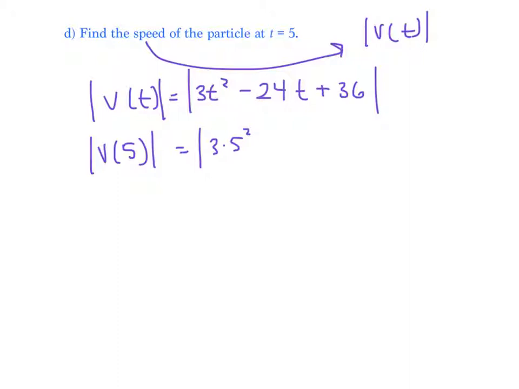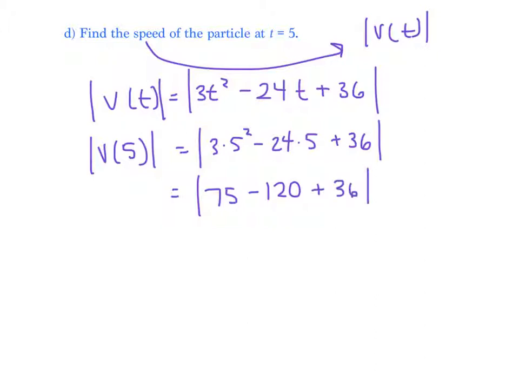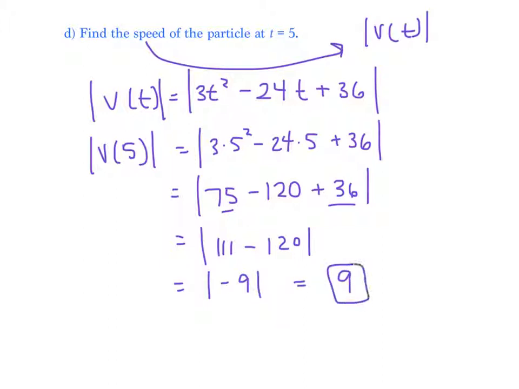So 3 times 5 squared minus 24 times 5 plus 36. All right, so that would be 3 times 25, which is 75, minus 24 times 5, that's 120, and then plus 36. Okay, so let's see here. If I took the 75 and added the 36, I would get 111 minus 120. And so 111 minus 120 is clearly negative 9. So the absolute value of negative 9 is 9. So the speed, and I don't have a unit of measure here, so I would just say the speed of this particle at t equals 5 is 9.